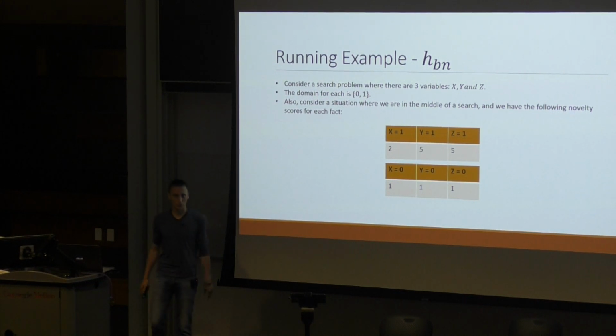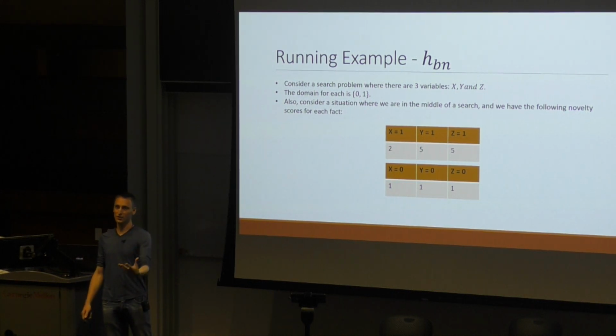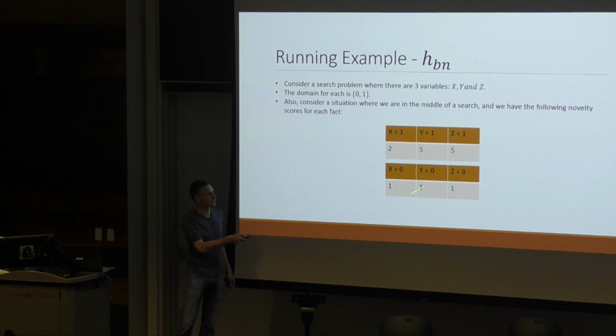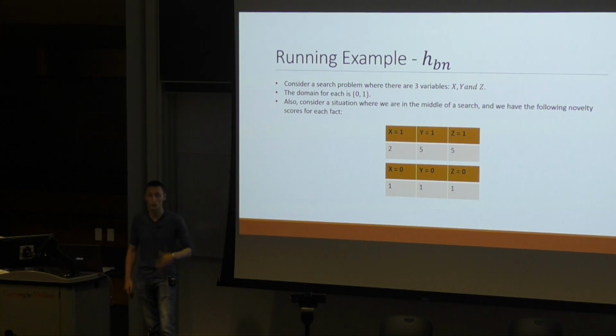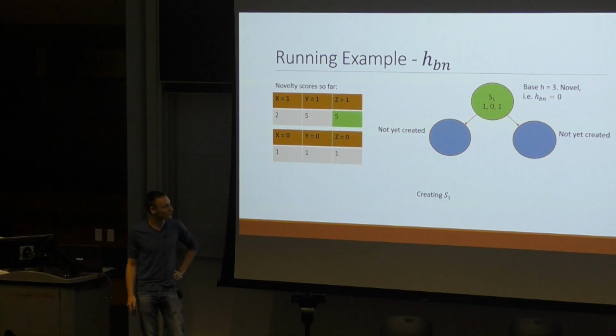And I want to do an example here. How does this work? So consider a problem with 3 variables, and the domain for each is either 1 or 0. And since we are in the middle of the search, let's consider that those are the values that we have currently in our novelty table.